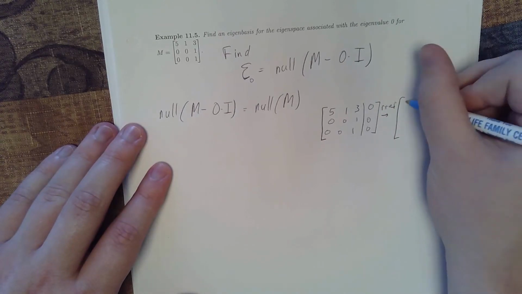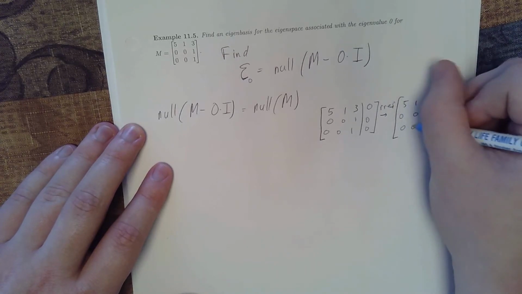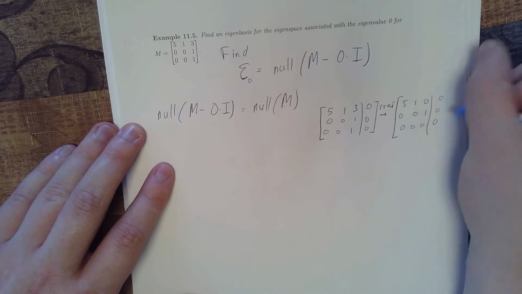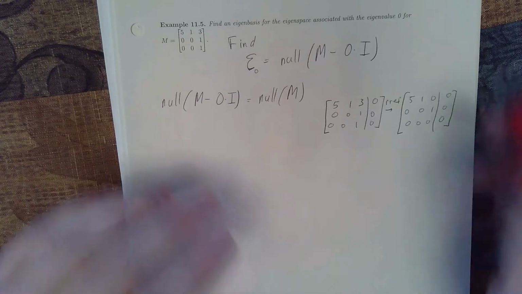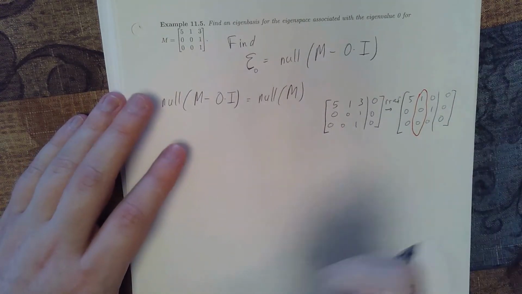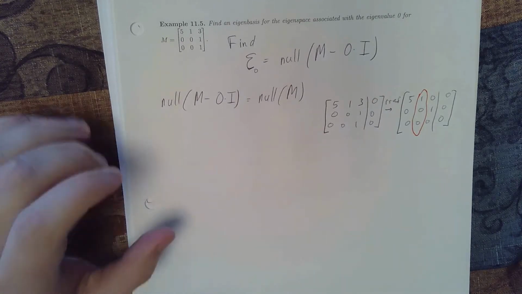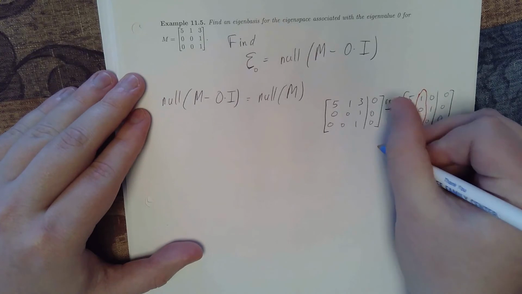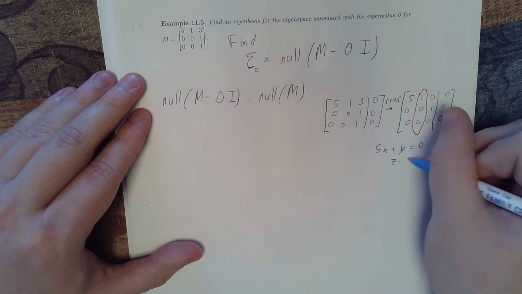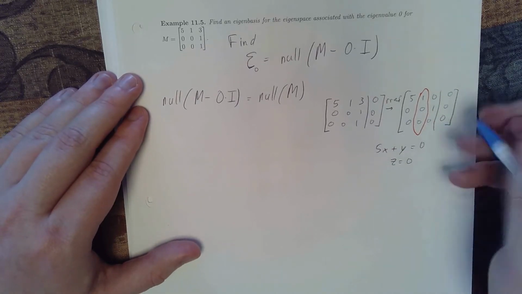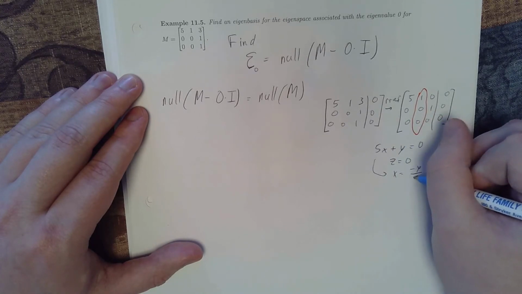What we'll find is that we have 5, 1, 0, 0, 0, 1, 0, 0, 0 on the left, and on the right we still have all zeros. So some equations this gives us then. Because we don't have any leading term in the second column, y is a free variable. And so what we get is 5x plus y equals 0, and z equals 0. Y is our free variable, so we can rewrite this as x equals negative y over 5.